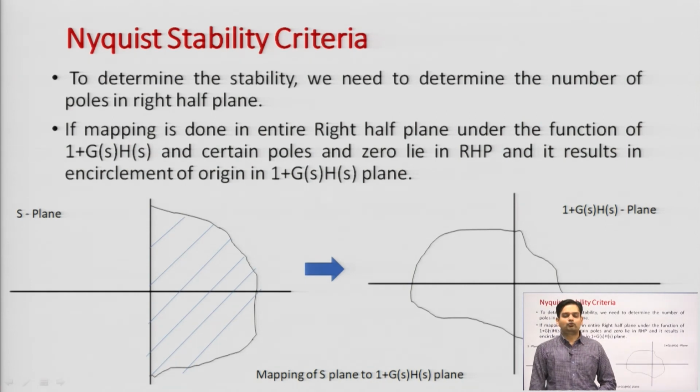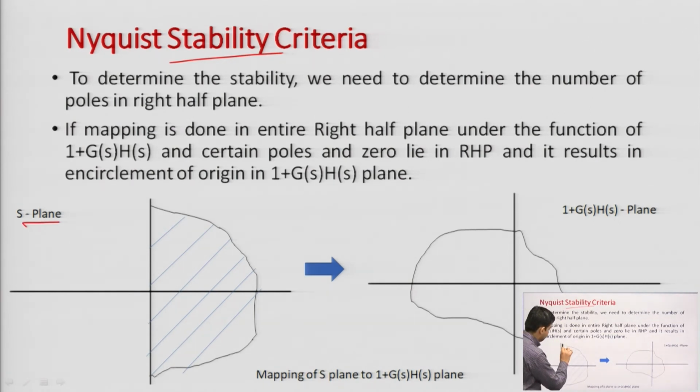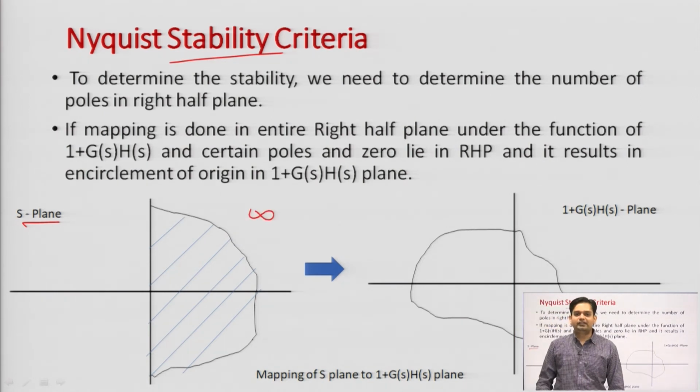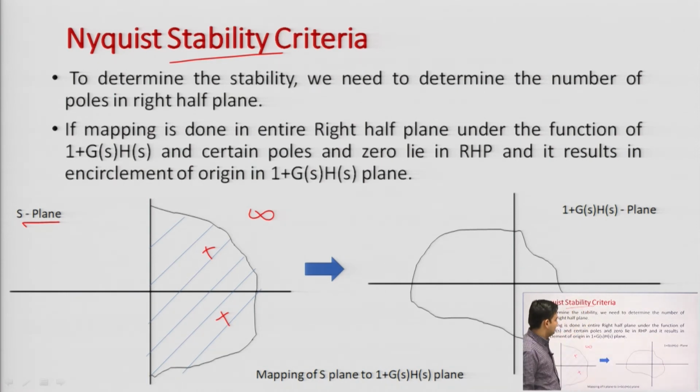Now, we would like to see the Nyquist stability criterion. To determine stability, we have to observe whether any open loop pole or closed loop pole is lying in the right half plane. If a closed loop pole is lying in the right half plane, it means my system is unstable. So what I will do is plot my S plane and scan my whole right half plane up to infinity. If there is any closed loop pole lying there, this will tell us my system is unstable. So here what I will do?